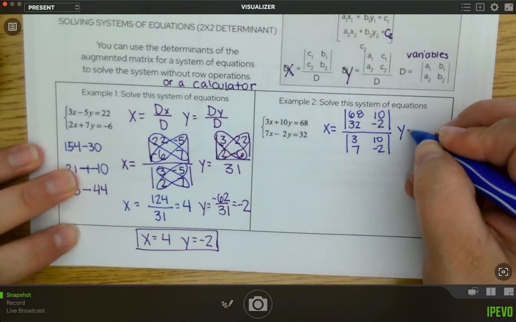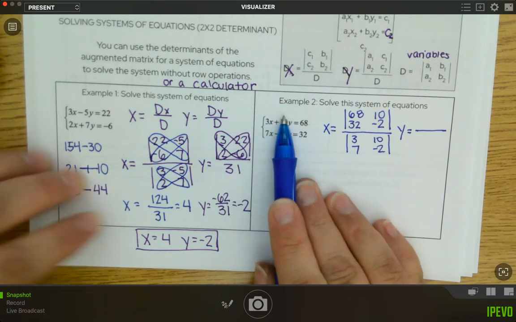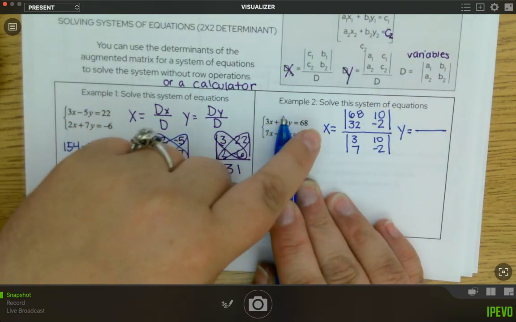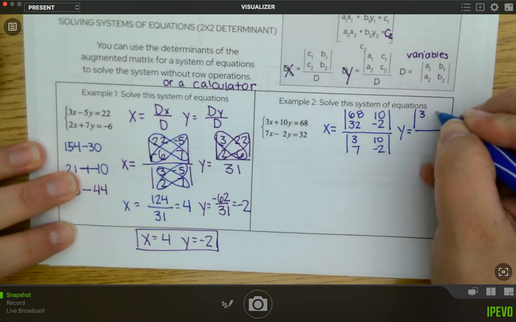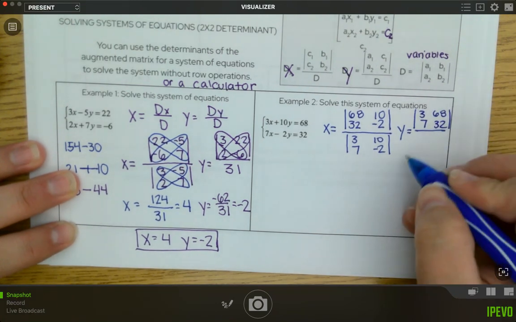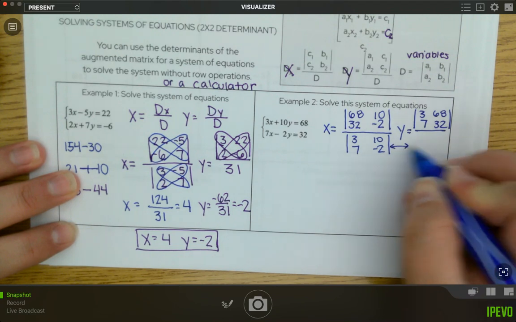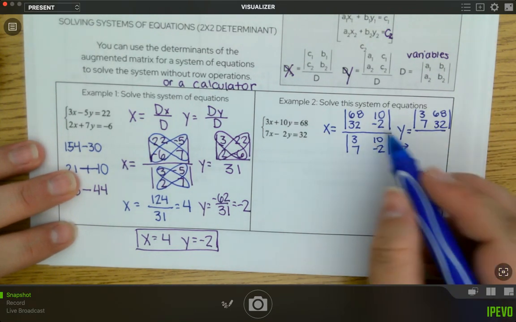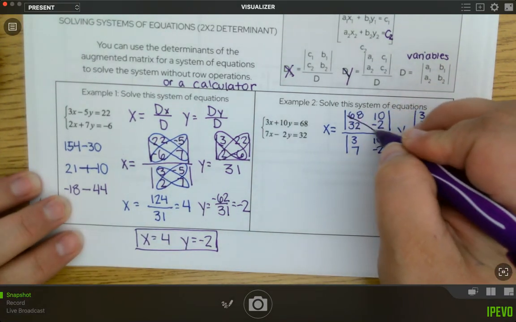Y will be the x column and the constant column. So 3, 68, 7, 32. Over whatever number we get from over here. So these two should be the same number. So I'm not going to write it yet so that I can fill in the number when I get it over here. So let's actually do the determinants.